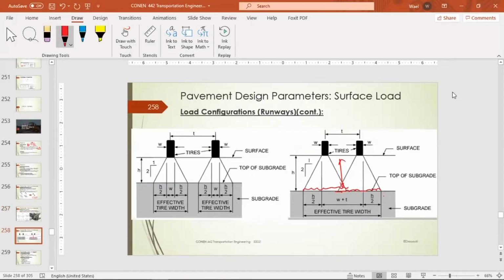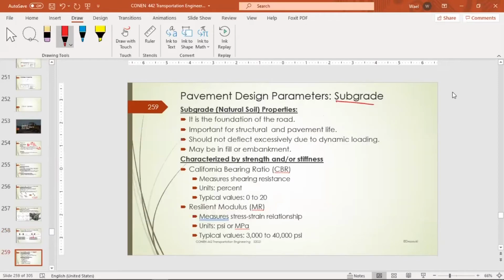Again, the load configuration, as we mentioned for runways specifically, the configuration of the tires is important. As you can see, here we don't have an overlap between the loads. Here we have overlap after the distribution, so the stress here will be higher. The overlap causes doubling of the stress on the surface. So this is a critical issue that we must take into consideration.